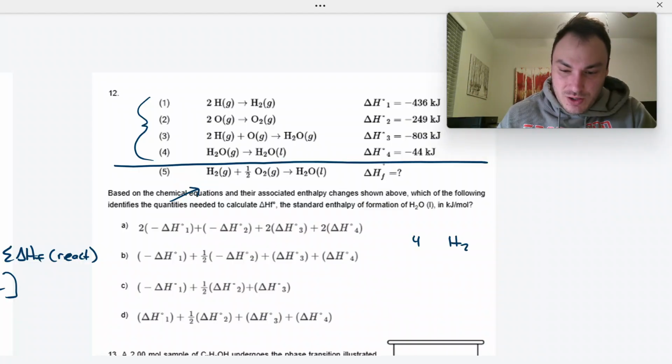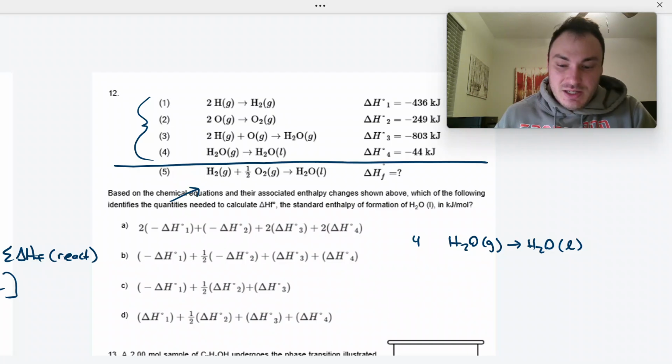We have H2O gas yields H2O water. We need to get this H2, and the only equation that has H2 is equation 1. It's in the product, so we need to flip equation 1. So we're going to get H2 yields 2H. Both are gas.